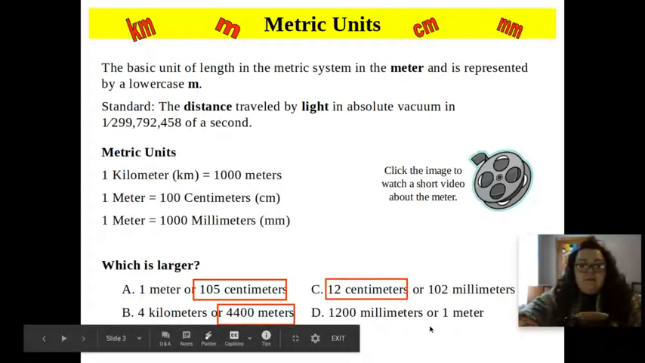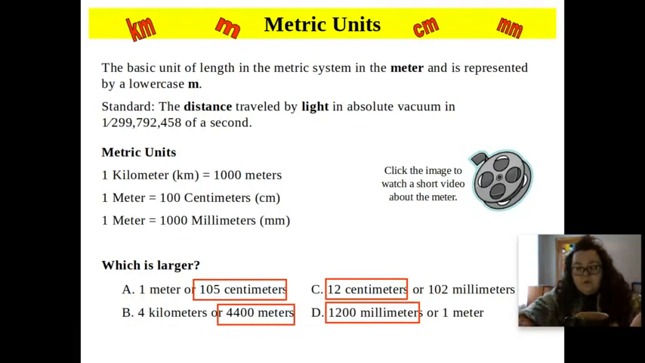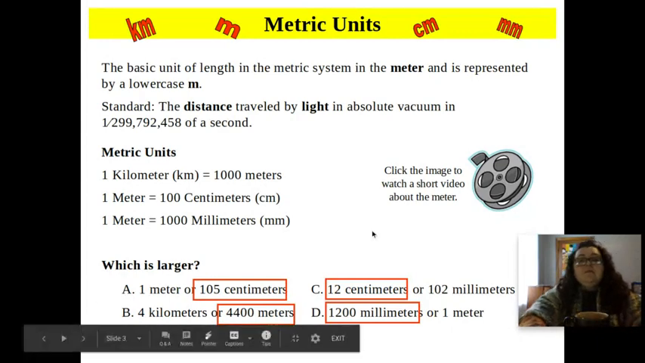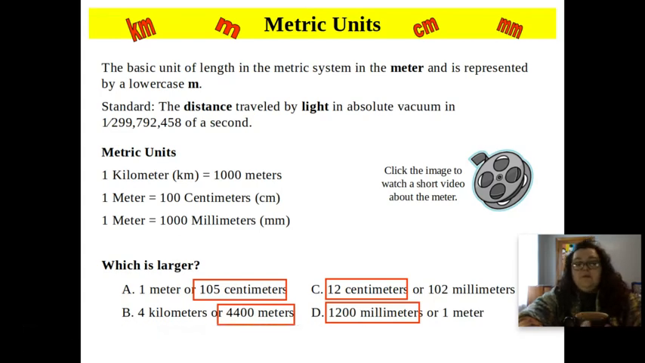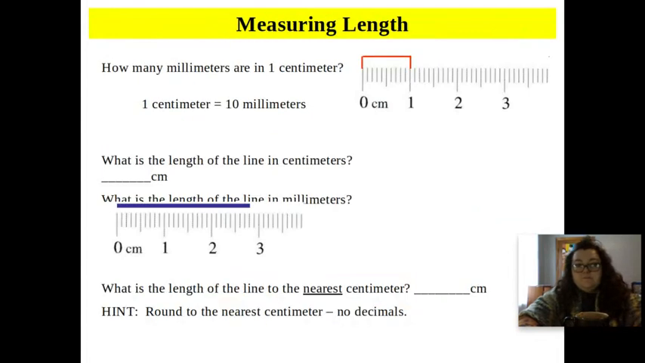And then we'll look down here. We know that 1 meter equals 1,000 millimeters. So out of these 1,000 millimeters or 1,200 millimeters, we know which one is larger. Since this is base 10, it's a little easier to switch between centimeters, meters, kilometers, and millimeters because we don't have to deal with the fractions.